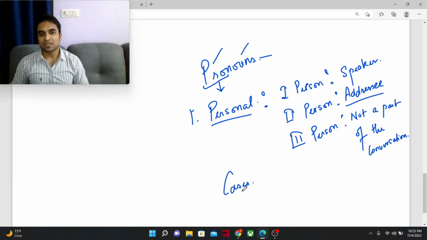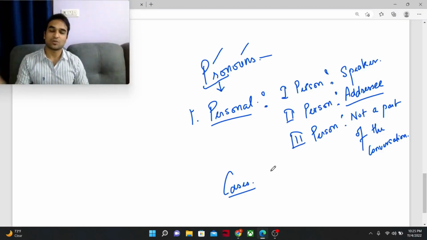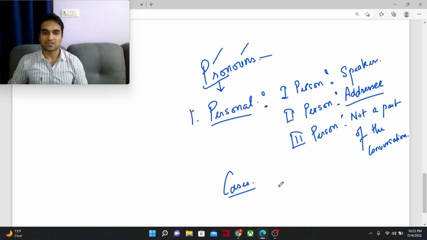Now, there are many cases of pronoun conventionally. You have the subjective case, which is also called the nominative case. You have the objective case, which is also called the accusative case. Then you have the possessive case. Then you have the dative case as well. But I'll only take up the subjective case, objective case, and the possessive case in this discussion. So let's begin with the subjective case first.